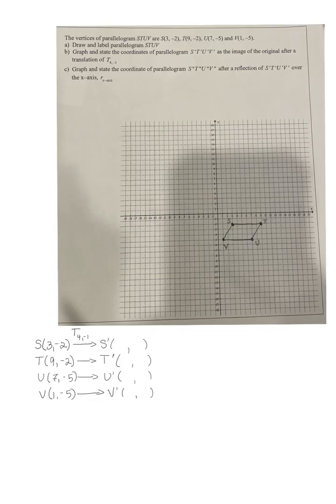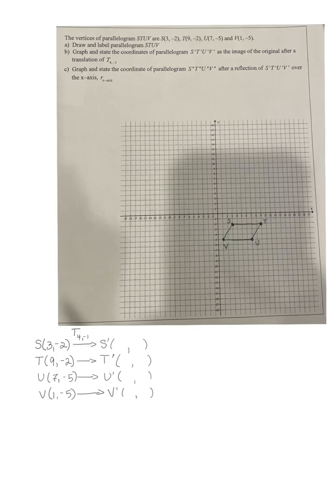So what I did was I just rewrote S, T, U, and V down here. We're translating 4, -1, which means we're going to add 4 to every x value, and then we're going to subtract 1 from every y value. And then I'm just going to write them right here.